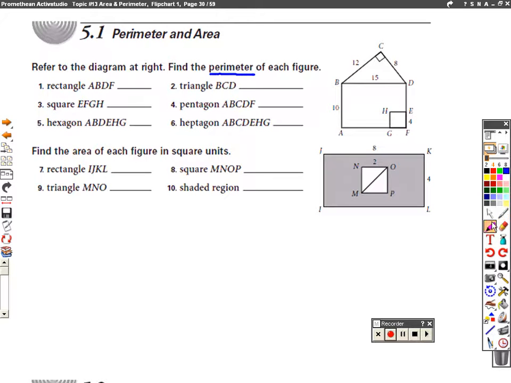So ABDF, let me use a highlighter right here. So we're going ABDF. Right, so that's just going to be this rectangle. And so basically I'm going to add up all the sides. We've got 10 plus 15, that's 25, plus another 10. We can assume this is a rectangle, so now we're at 35, and another 15, so we should be at 50. That's going to be 50 units.